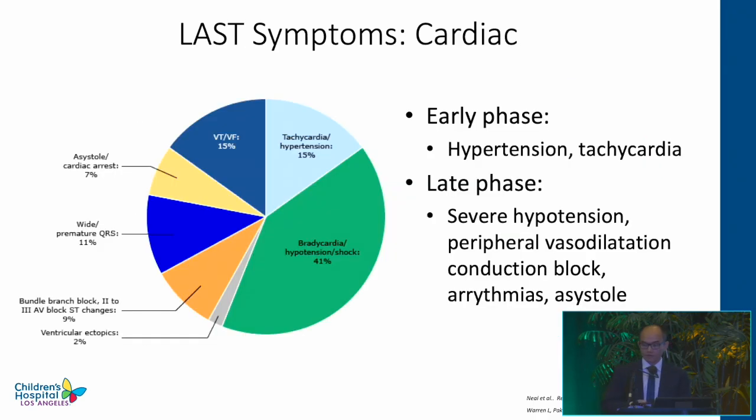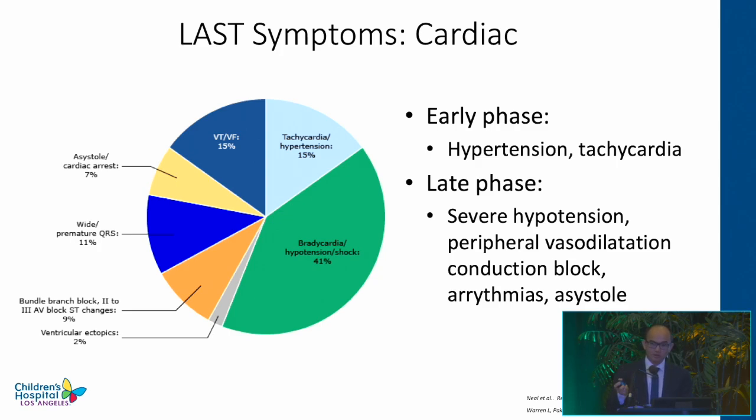For cardiovascular symptoms, they occur in two phases. For the early phase, you see hypertension, a hyperdynamic state with tachycardia. The mechanism for this phase is not well known right now, so it is still being investigated. That is followed by the late phase, where you see severe hypotension, peripheral vasodilatation, conduction block, arrhythmias, and asystole.